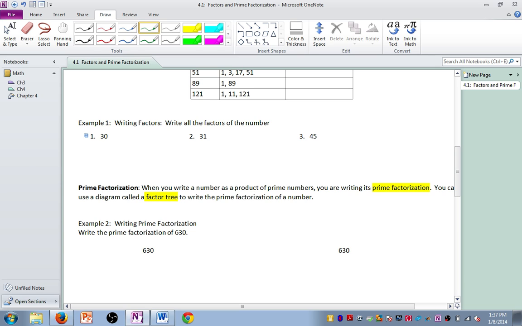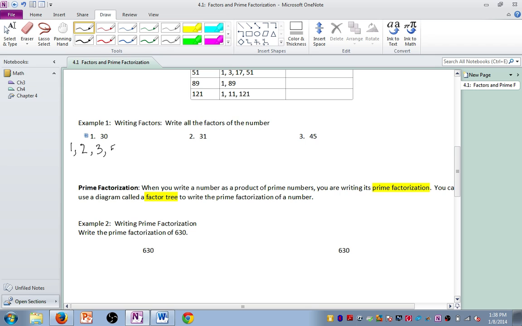In example 1, we're going to be writing the factors. We have to identify the factors of the number. In other words, we're going to think, what numbers are these divisible by? 30. 30 is divisible by 1. Every number is divisible by 1, so that is the starting point. Is 30 divisible by 2? It's divisible by 3.